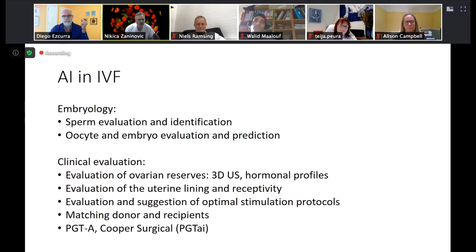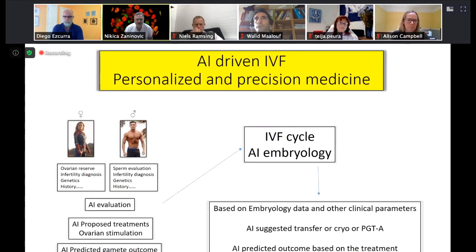But there are also a lot of possible AI applications in clinical evaluation. For example, ovarian reserve evaluation, antral follicle count. There are huge variations between who is doing it and what they are measuring. Uterine lining, suggestion for optimal stimulation. You can use AI for matching donor recipients, and it's already started to be used in some companies for PGT-A results.